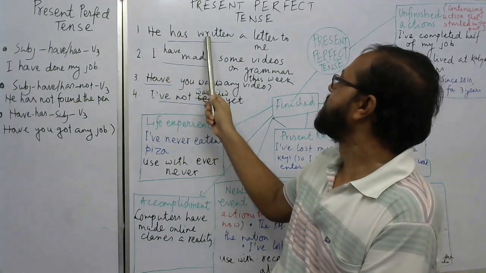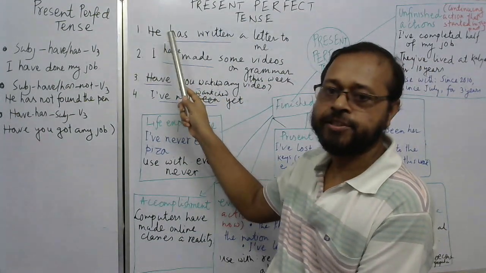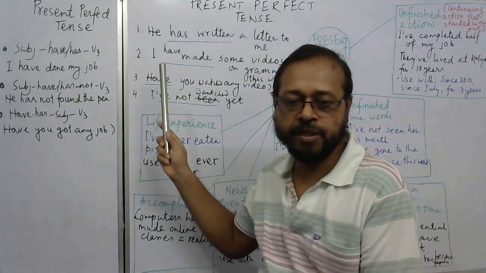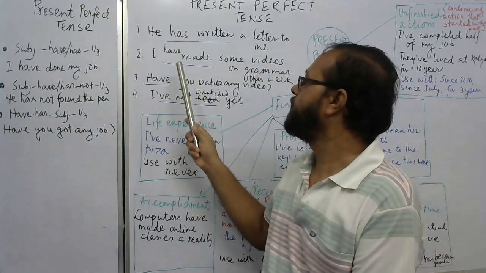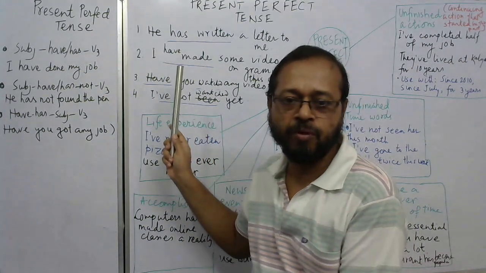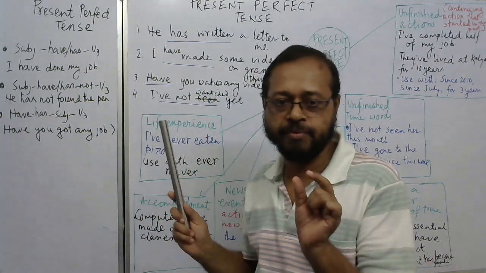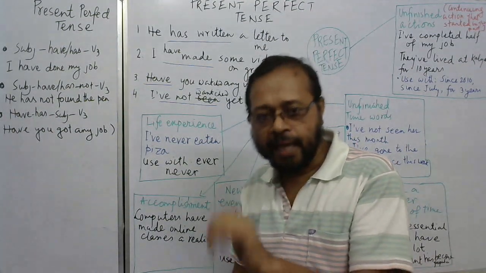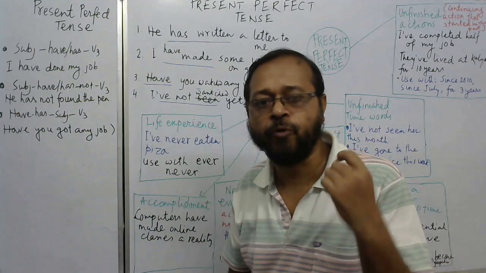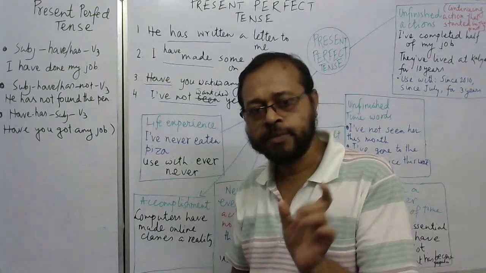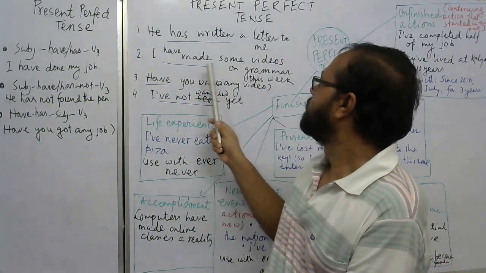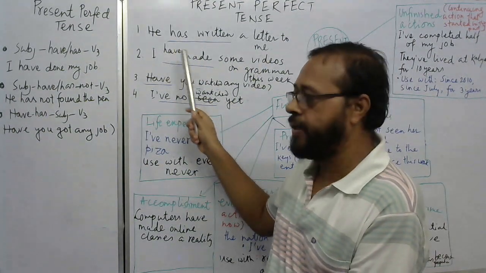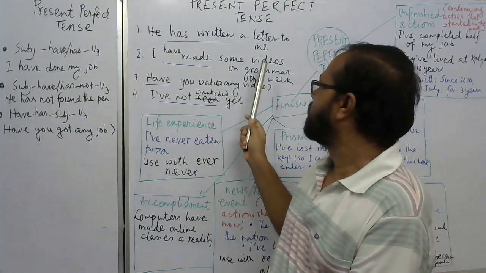He has written a letter. Subject, have, has. আমরা প্রেজেন্ট পারফেক্ট বলছিলাম, actually কেন প্রেজেন্ট পারফেক্ট, it takes the present tense form of have verb. Have verb এর present tense form কি আছে? Have, has, and the past participle form of the verb, third form of the verb. So I have made some videos. So have, has, and then the third form.